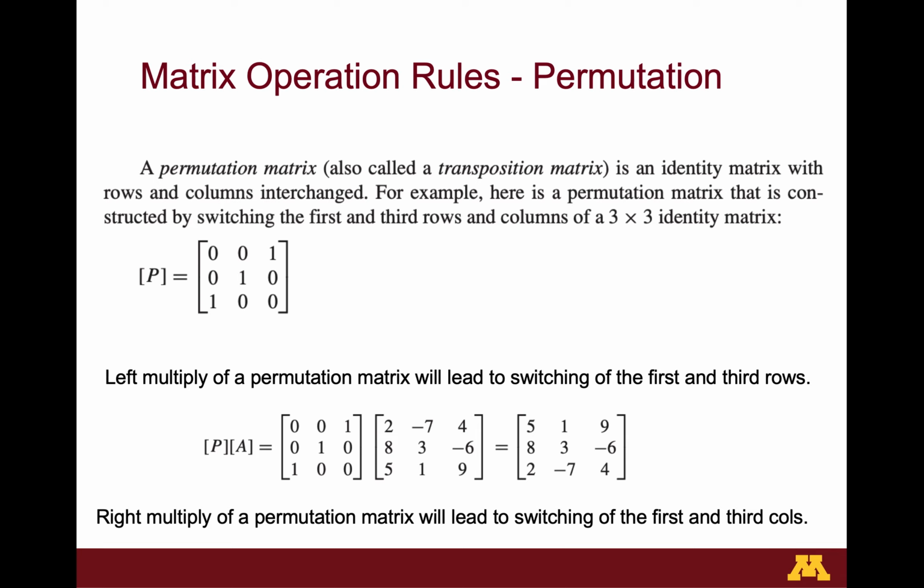The first and third rows of matrix A changed position. Similarly, if we right multiply this permutation matrix to A, the first and third columns will change position. And we will have a MATLAB demonstration on permutation.